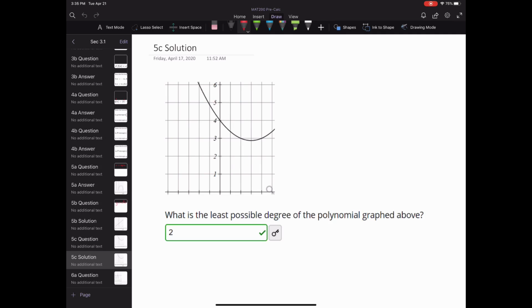unpause. 2. We have 1 turn, at least that's what we could see in the graph, and I'm assuming that what we see is all that we really need to know. So if we have a max of 1 turn, then that means the degree must be 2. This is the lowest possible degree.